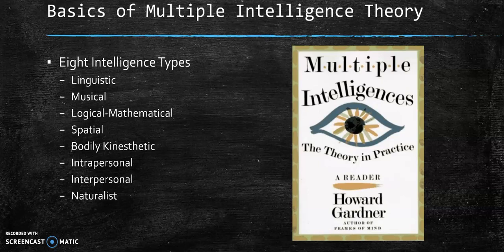He has written many books on the topic, and he has designated 8 intelligence types. These include linguistic, musical, logical, mathematical, spatial, bodily, kinesthetic, intrapersonal, interpersonal, and naturalist. There are 2 additional intelligences that Gardner is currently testing to see whether they are actual intelligences or simply talents.